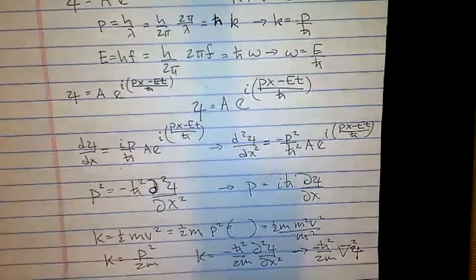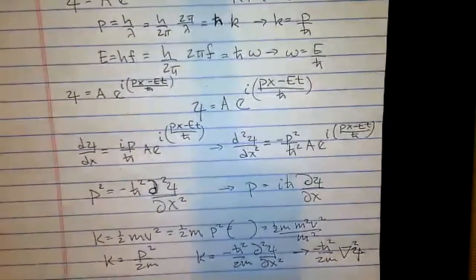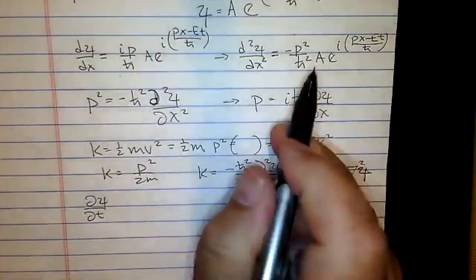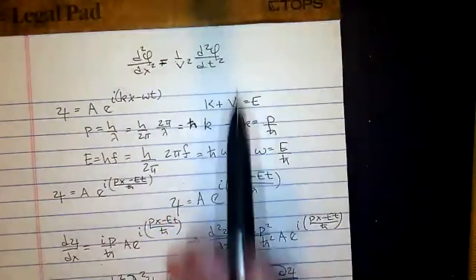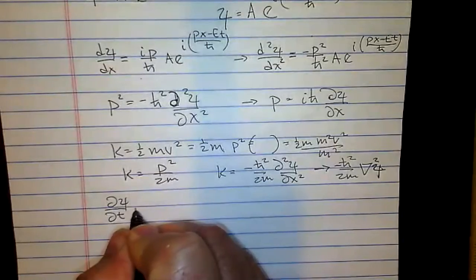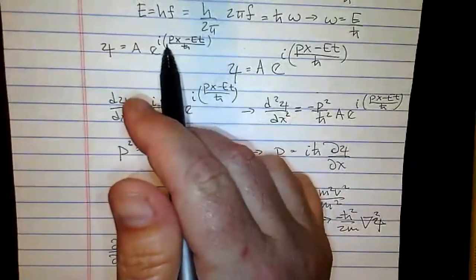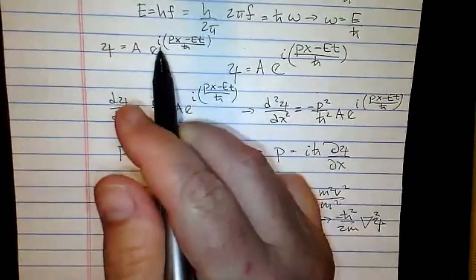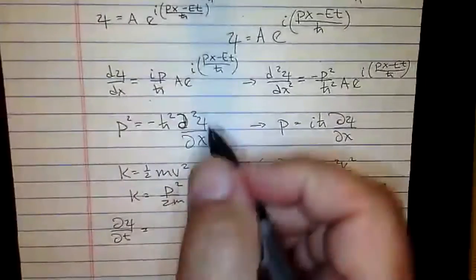Now, if I take the derivative with respect to time, I'll say partial psi with respect to t. In general, the wave equation has a second order derivative with respect to time. We may or may not need that, and I'm going to inspect that now. So I'll take the derivative of psi with respect to t. Again, psi is supposed to be A times e to the i(px minus Et)/h bar.